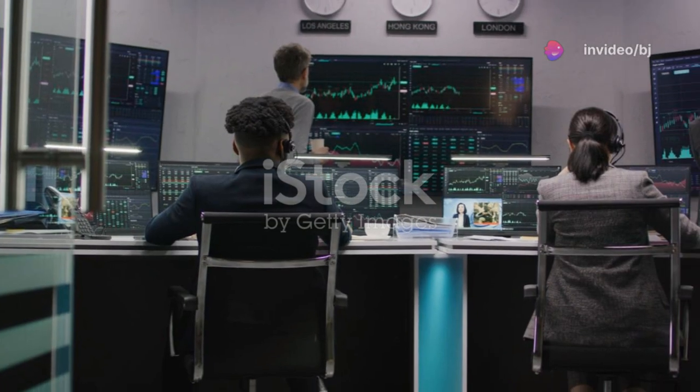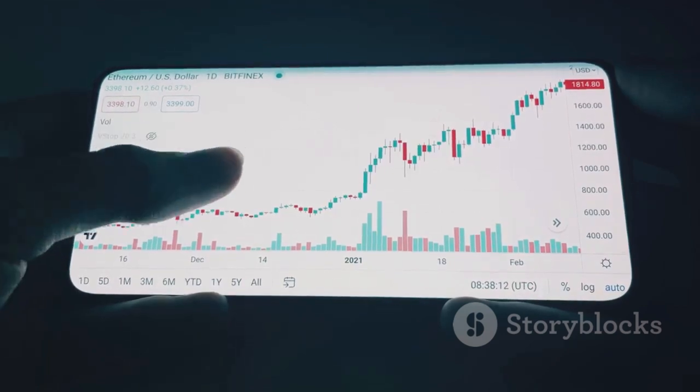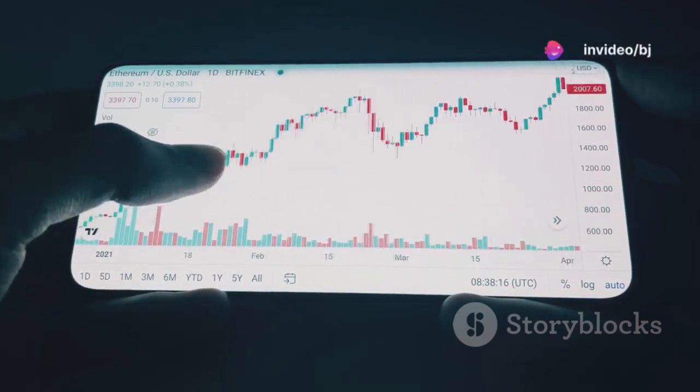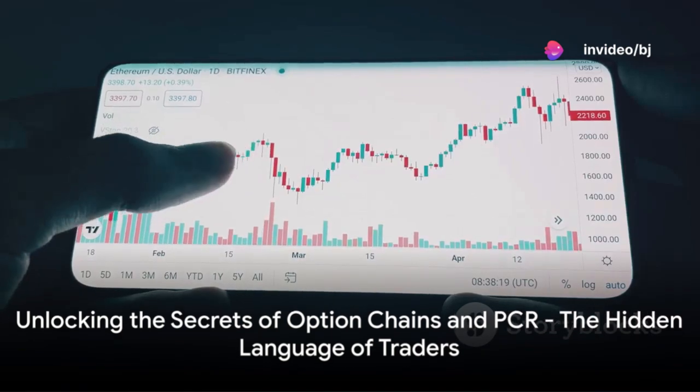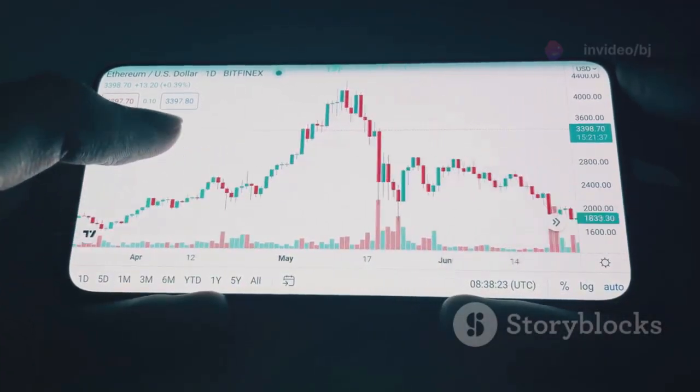or bullish. In the coming scenes, we'll delve deeper into how these tools are used by seasoned traders to gauge future market behaviors, craft strategies, and make informed decisions. Stay tuned as we decode the mysteries of option chains and PCR, turning complex data into actionable insights.